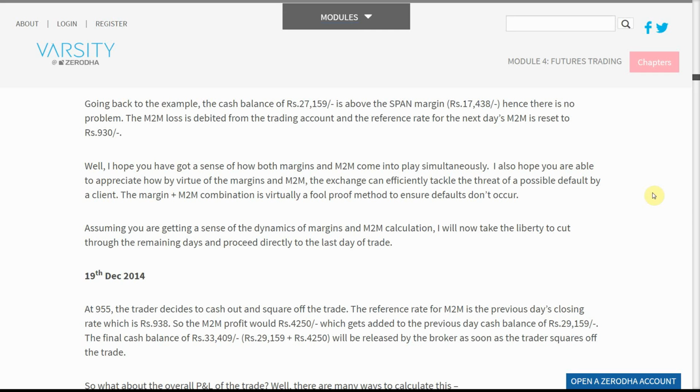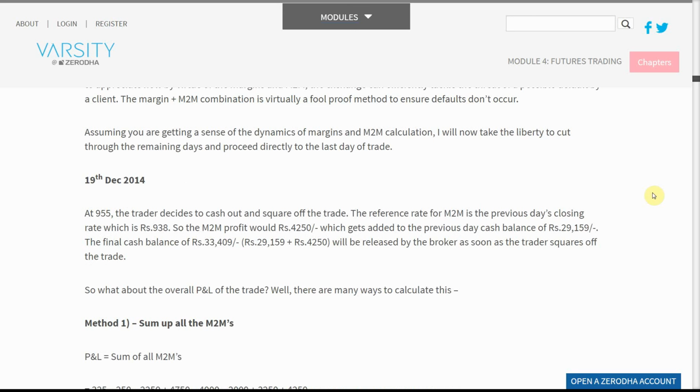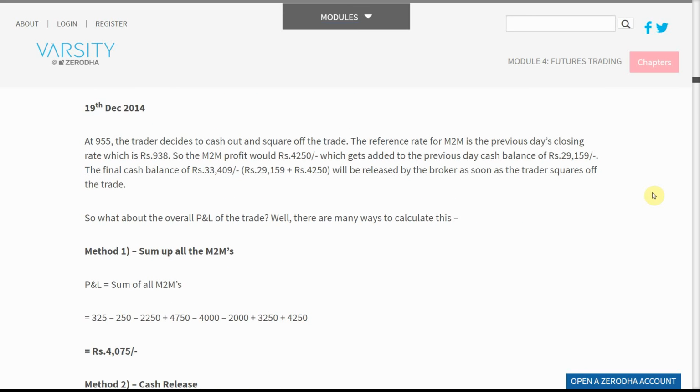Assuming you are getting a sense of the dynamics of margins and M2M calculation, I will now take the liberty to cut through the remaining days and proceed directly to the last day of trade, the 19th of December 2014. At 9:55, the trader decides to cash out and square off the trade. The reference rate for M2M is the previous day's closing rate, which is 938 rupees.